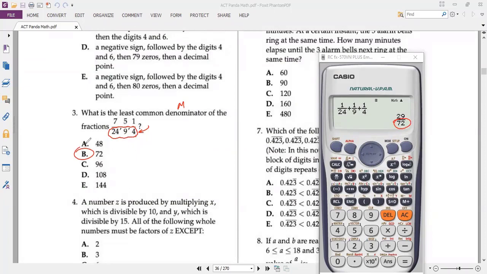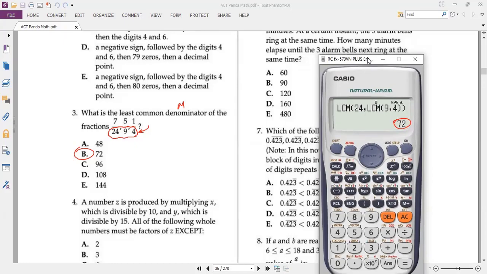The denominator is 72. If you have the Casio, just use this function: alpha, divided, LCM. To write the denominator 24, shift, then alpha LCM, then 9, shift, 4, then close the parentheses 2 times, that's all. We have the answer here. It's clear. The answer is B. I hope it's clear now.